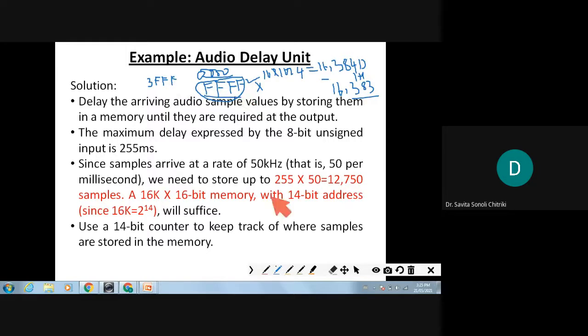All 4 F's means this is for 64 kilobytes. You check, Akash, for 64 kilobytes, will you get this or not? What is the starting and the ending address for 64K? You just see.